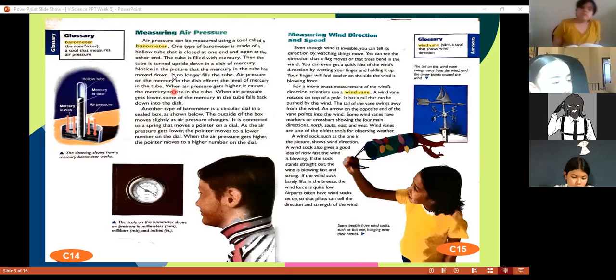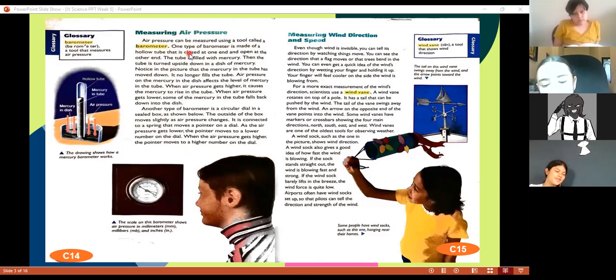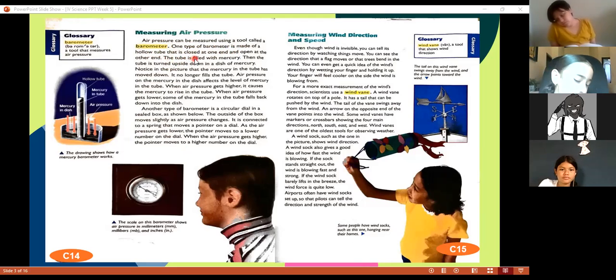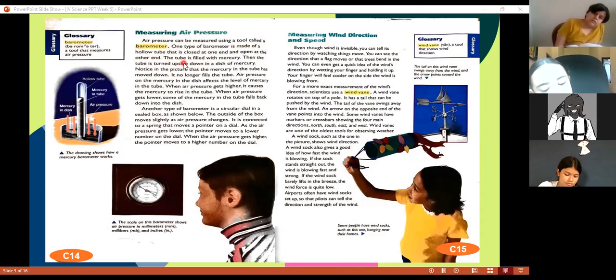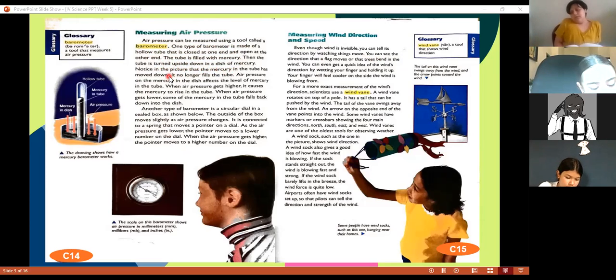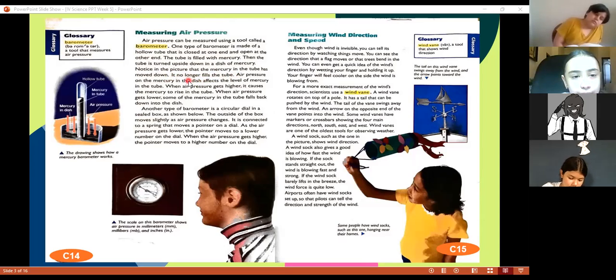So now let's read this part. Lucia, help me to read this information, please. Air pressure can be measured using a barometer. One type of barometer is made of a hollow tube that is closed at one end and open at the other end. That tube is filled with mercury. Then the tube is turned upside down in a dish of mercury. Notice in the picture that the mercury in the tube has moved down.